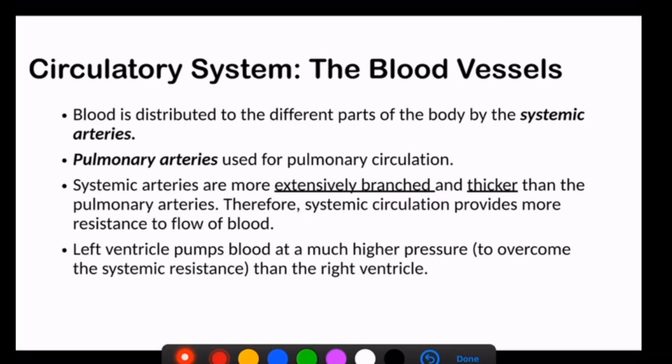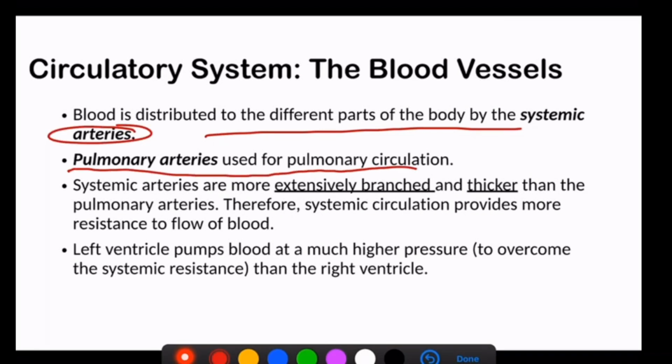Circulatory system, the blood vessels. Blood is distributed to the different parts of the body by systemic arteries. And the pulmonary artery is used for the pulmonary circulation, where the blood gets oxygenated through the lungs. Systemic arteries are more extensively branched and thicker than the pulmonary artery. Therefore, the systemic circulation provides more resistance to the flow of blood.